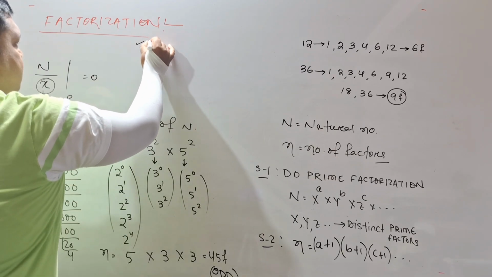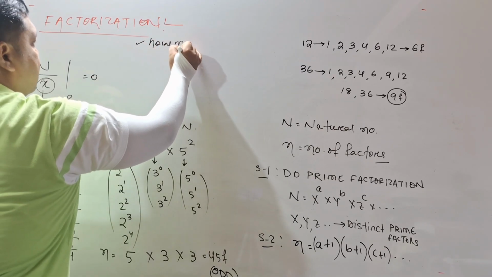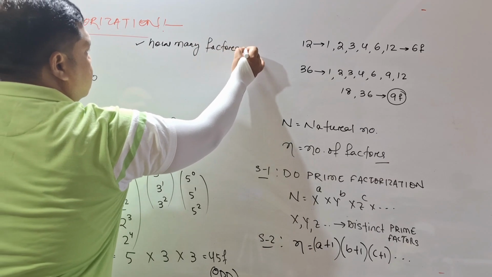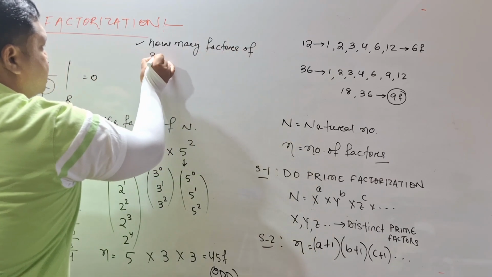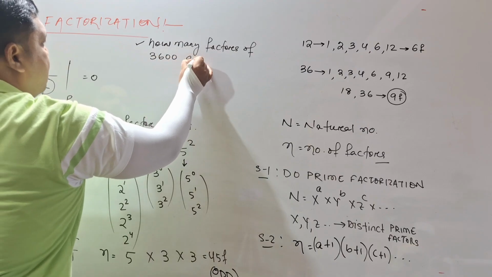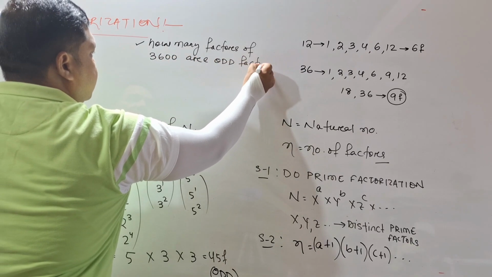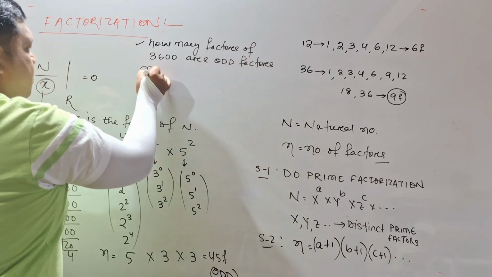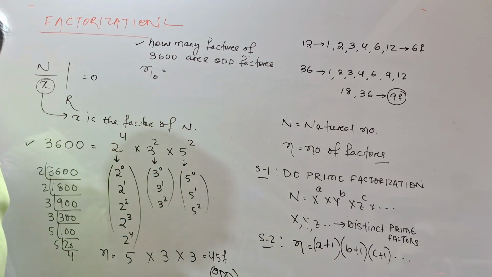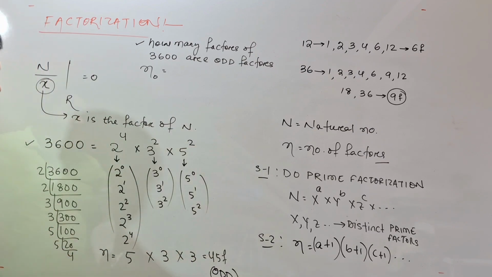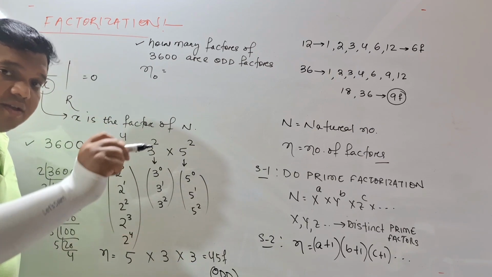Question is how many factors of 3600 are odd factors. How to find these odd factors? Odd factor means factors which are not even. Even means 2k form. So 2 will create the problem.